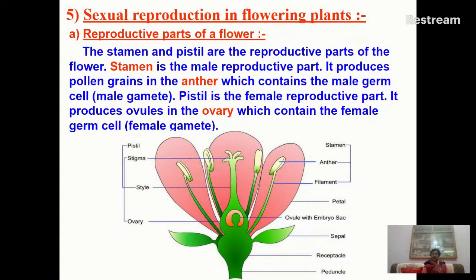That is a male reproductive part of the flower. It produces pollen grains in the anther.